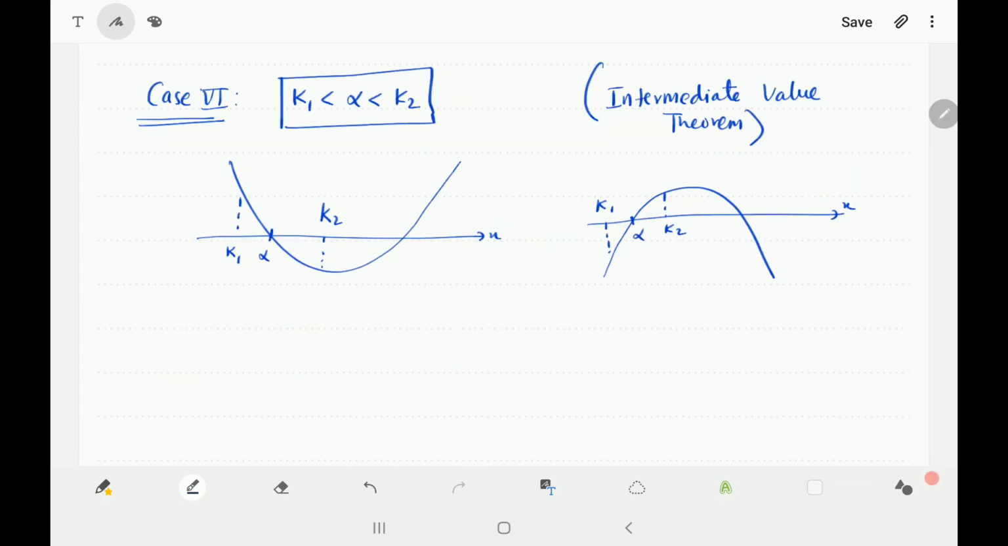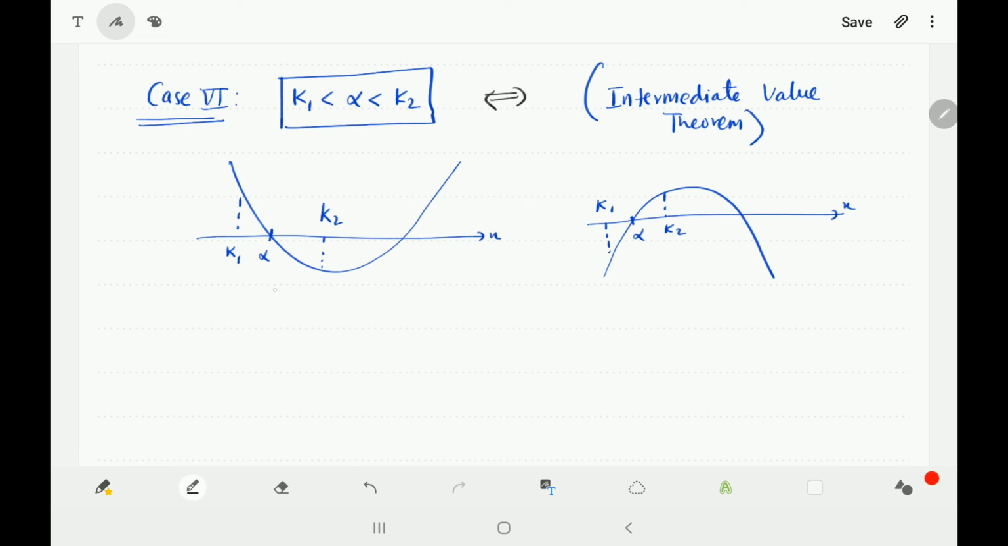Now the next case is k1 is less than alpha less than k2. In this particular case, the condition is k1 is less than alpha less than k2. It means one of the roots of the quadratic polynomial lies between k1 and k2. This is also one of the results of the intermediate value theorem, which you will be studying in the chapter on continuity. So let's discuss what will happen.